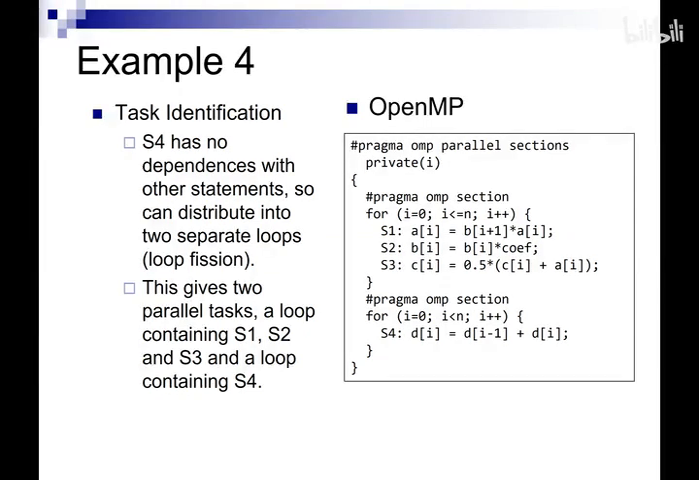So that is this technique of loop fission. Next, we're going to talk about another technique called loop skewing, which is actually going to transform the loop.